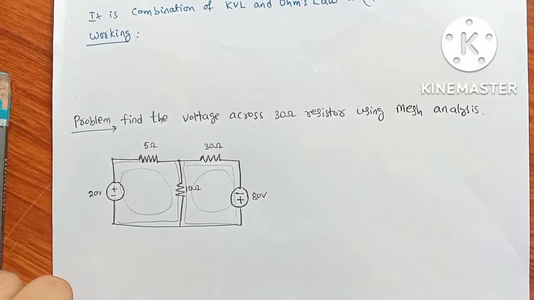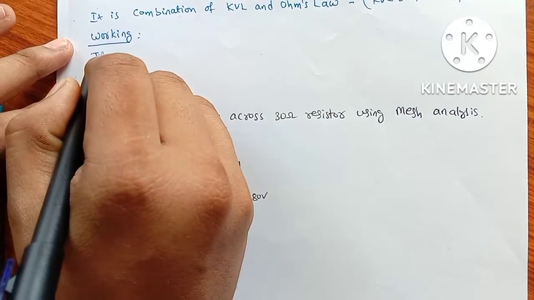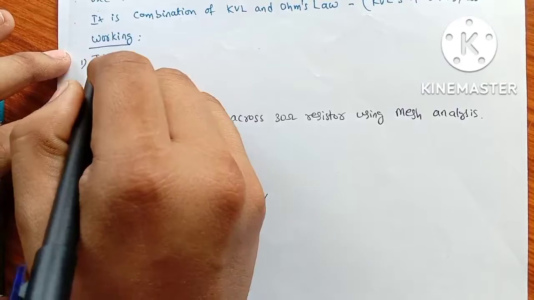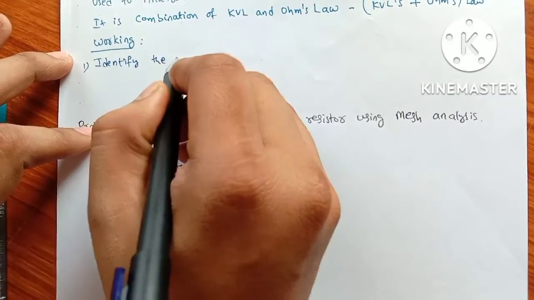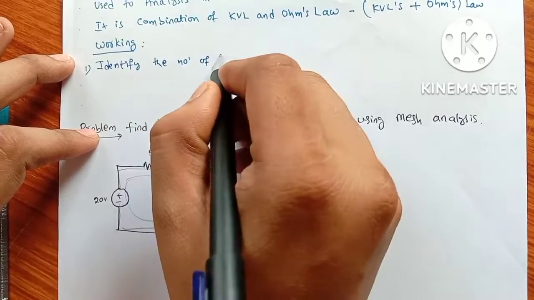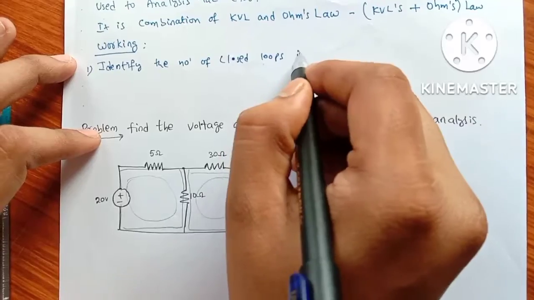So in working, the first step is to identify the number of closed loops in the given circuit.